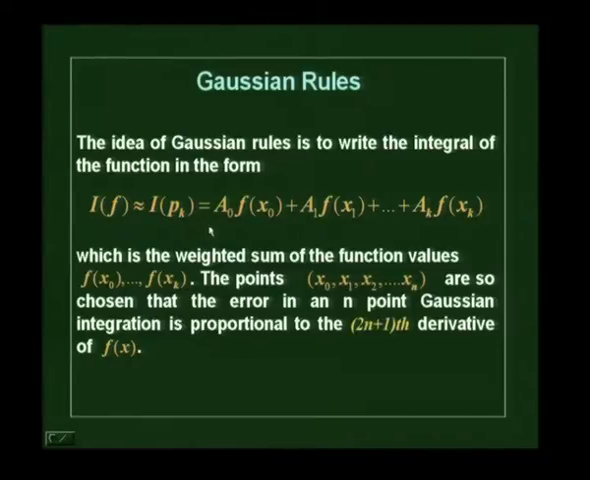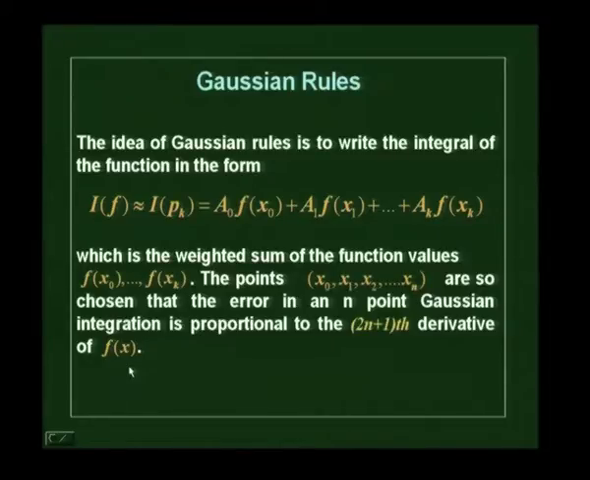So we tabulate the function values at some x0, x1, and then we compute the weights a0, a1, and then we just find the sum of these products. So that's a weighted sum of the function values. Now the clever idea here is to choose these points x0, x1, xk, etc. They are not arbitrarily chosen, and we have to choose them such that the error, if you choose n points, will be of the order of the 2n plus 1th derivative of f of x.